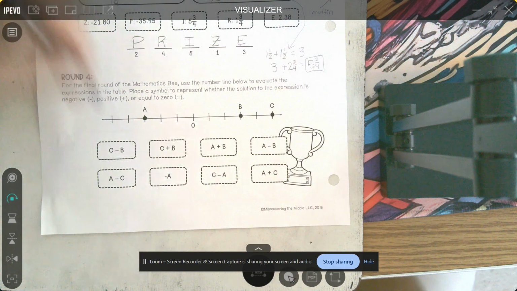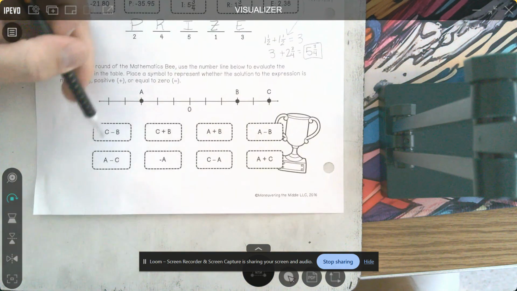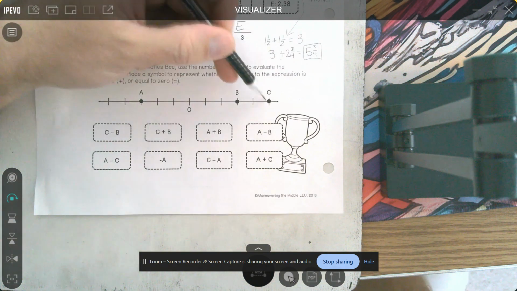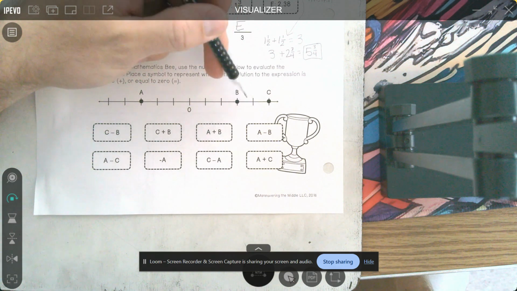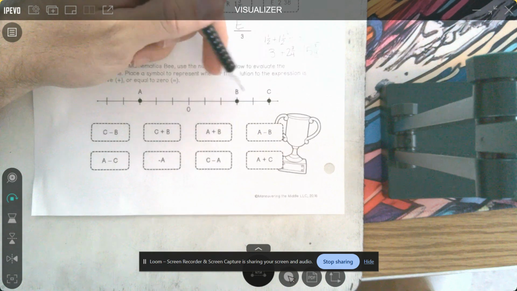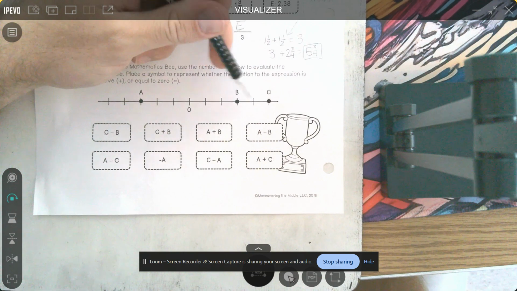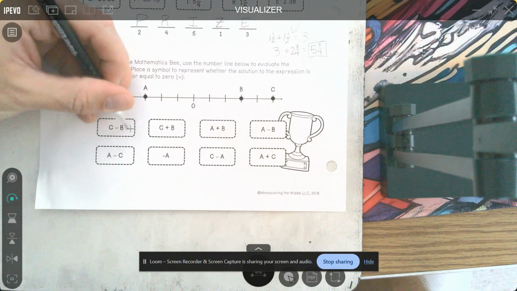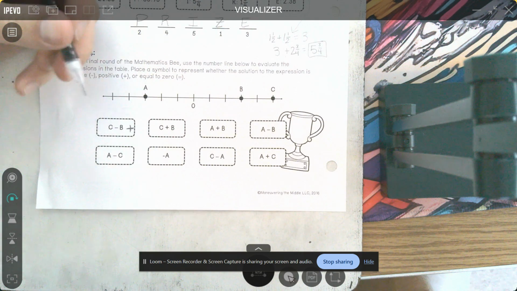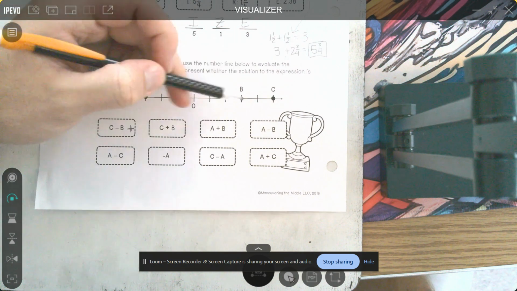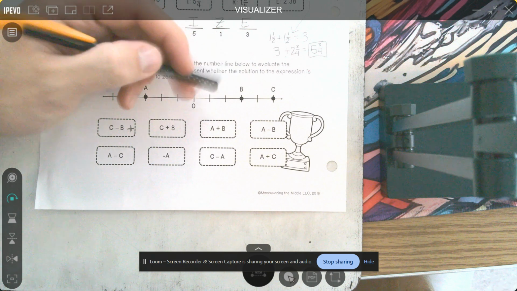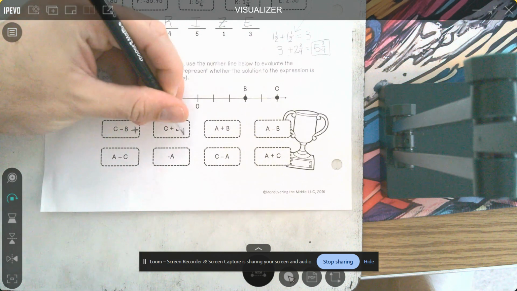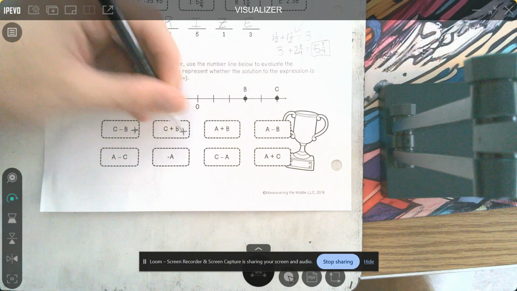All right, I'm going to do the top 4. You do the bottom 4. C minus B. Look at C minus B. They're only 2 away. Look how far away they are from 0. These are both positive numbers. If we subtract these, we're going to get a positive answer. Now C plus B. These are also 2 positives. 2 positives added together, of course, equals a positive answer.